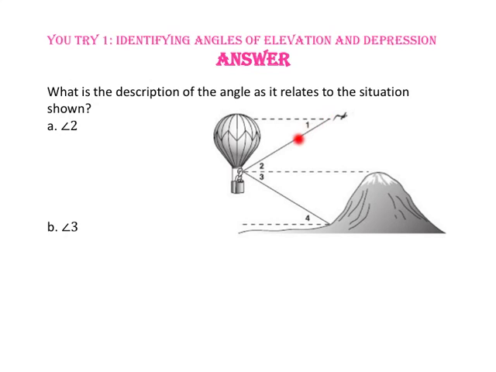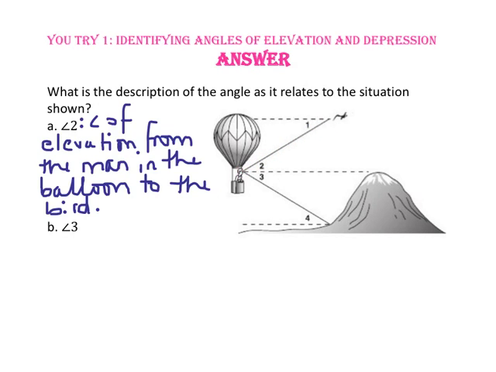For part A, we are going to look at angle 2. Since the horizontal line that forms angle 2 is the man's line of sight, and the other side of angle 2 looks up to see the bird, angle 2 is an angle of elevation from the man in the balloon to the bird. For part B, we are going to look at angle 3.